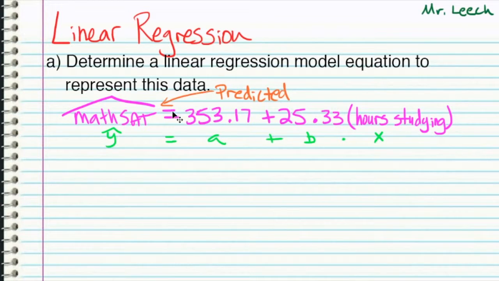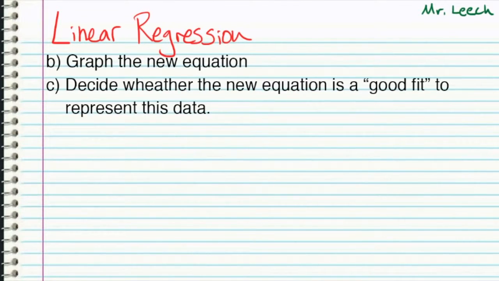So this hat means predicted. What that means is we don't know the actual y, but for a given x, we can predict a y based upon the model. That's going to be an important distinction in an upcoming question. Letters B and C we'll do together. We'll graph the new equation and then decide whether the new equation is a good fit to represent this data.